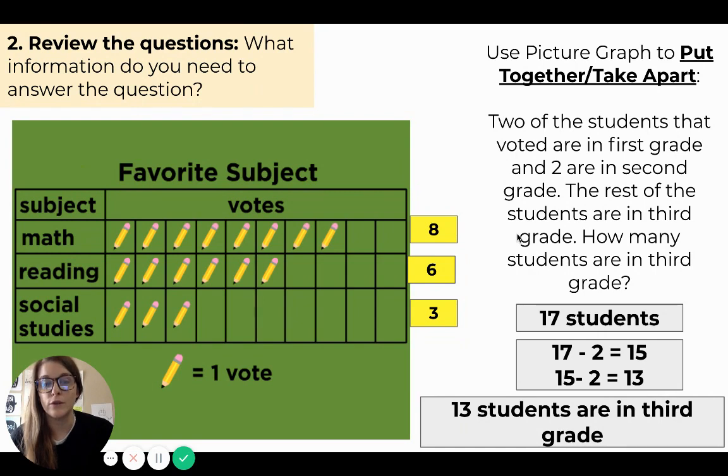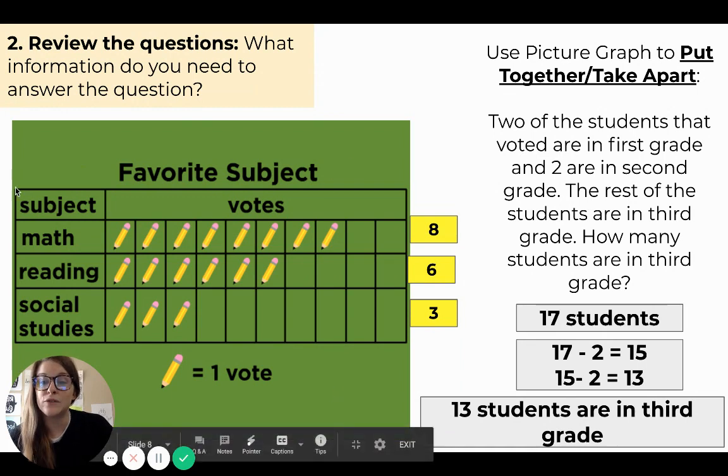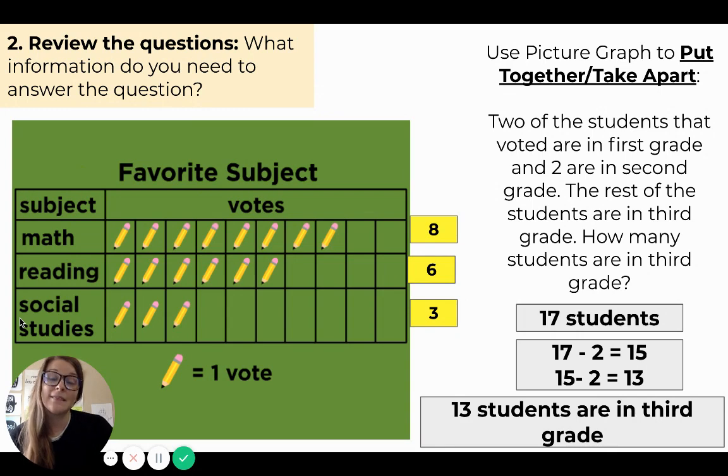You might notice for these last 2 questions that none of the questions even asked you about math, reading, or social studies. Instead, you used the graph to figure out the total amount of students that were in the poll. That's going to be very similar to some of the questions that you answer in your math notebook today. All right, those are all my questions for you in this one.